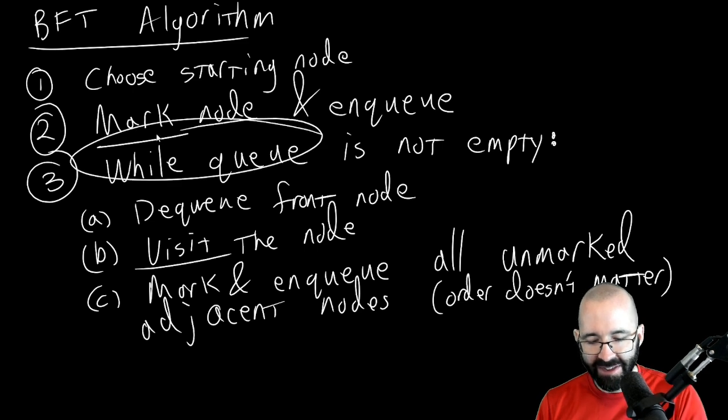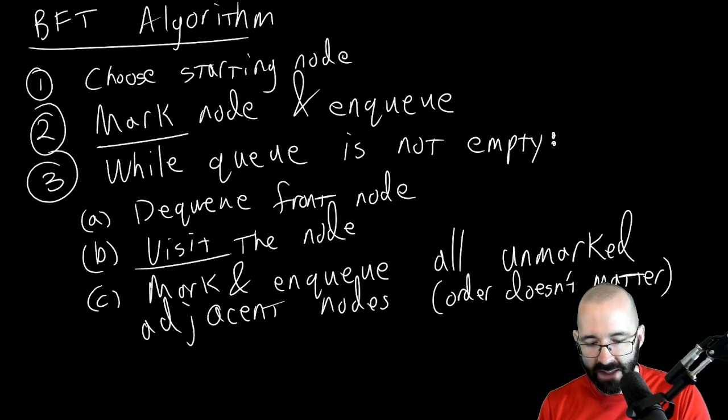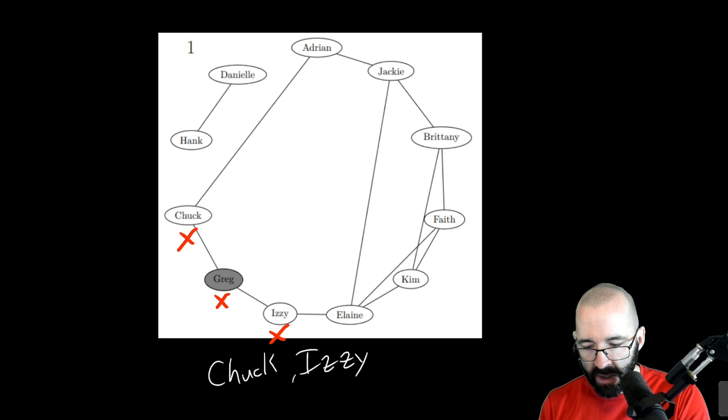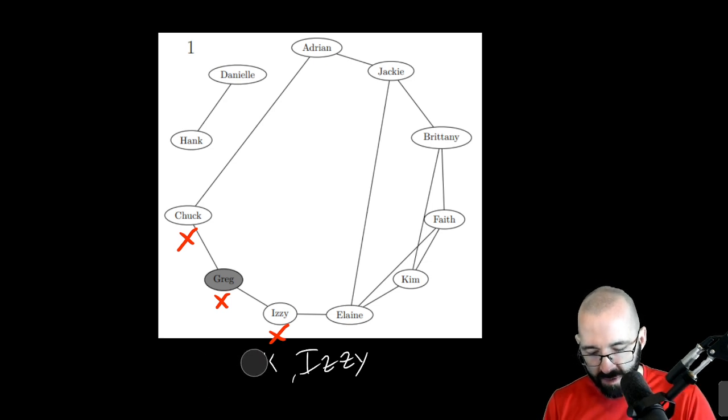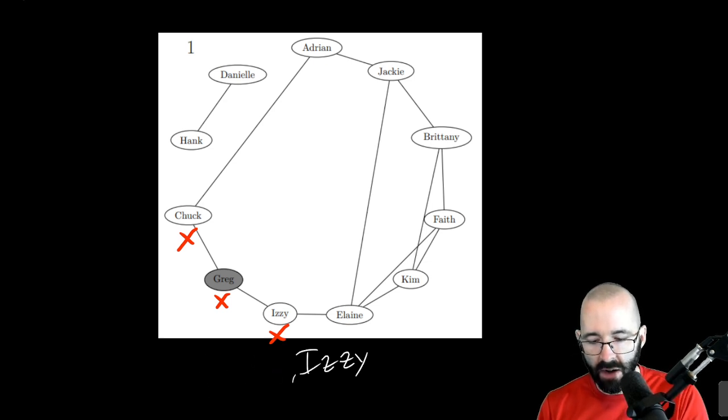I was reading our while loop. So let's go back to A. Let's dequeue the front node. All right, Chuck, you are up. We are looking at Chuck now. We have dequeued him. He has gone.